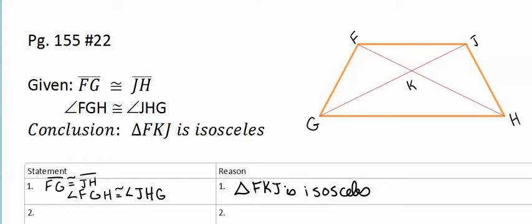Let's look at a proof from this section. If we're given the following, that line segment FG is congruent to line segment JH, and angle FGH is congruent to angle JHG, can we prove that triangle FKJ is isosceles? Let's start by marking our diagram: FG congruent to JH, angle FGH congruent to JHG. And let's think about what we need to do. We need to prove that this triangle is isosceles, meaning two congruent sides.